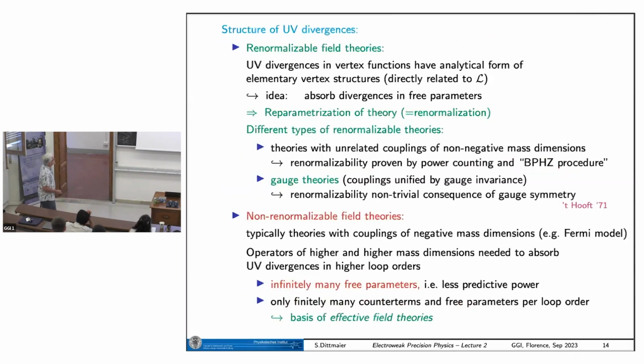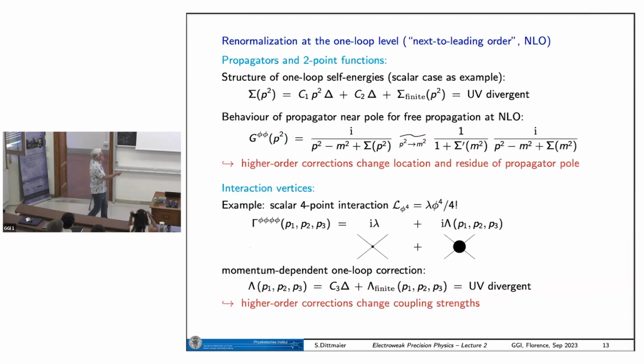So let me find an appropriate point to stop here. Maybe I just recite again some statements about the structure of divergences, which I have more or less already told you in words. So there are 2 types of field theories, renormalizable field theories and non-renormalizable field theories. What is the difference? I told you actually that, going back one slide, you have to worry about shifts in, let's say, propagator poles, normalization of fields, coupling strength.